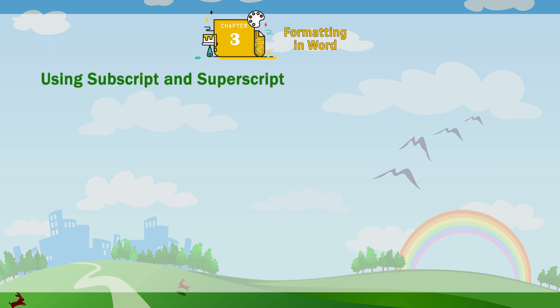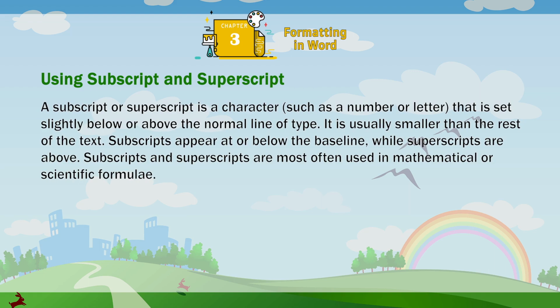Using subscript and superscript. A subscript or superscript is a character such as a number or letter that is set slightly below or above the normal line of type. It is usually smaller than the rest of the text. Subscripts appear at or below the baseline, while superscripts are above. Subscripts and superscripts are most often used in mathematical or scientific formulas.